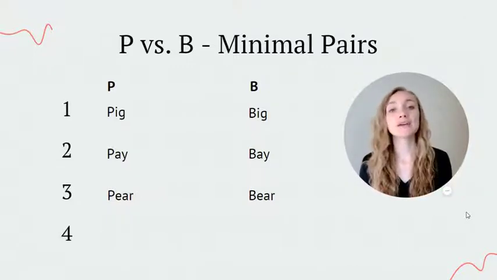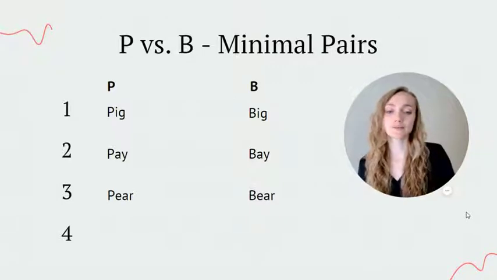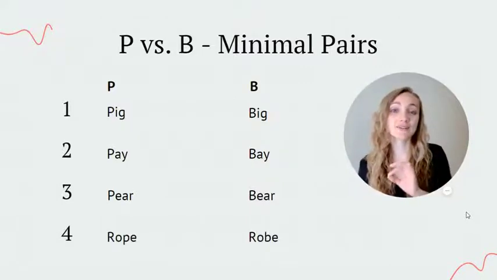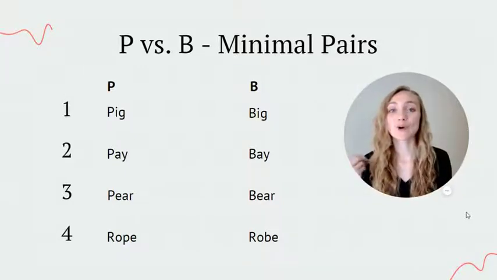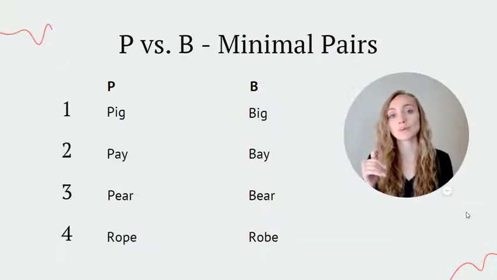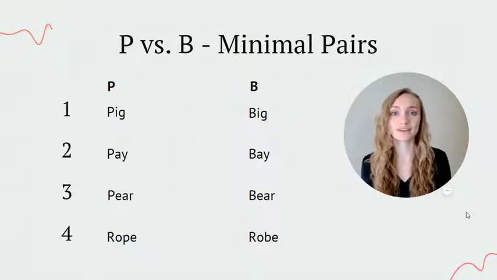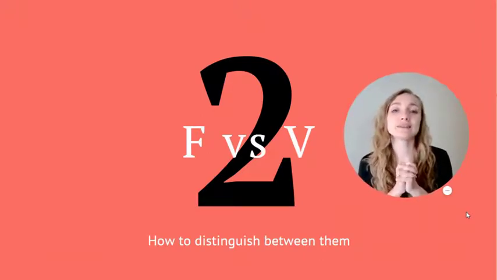Next, pear, bear. Pear, bear. And we can also practice them at the end of words, okay? So in this one, rope, robe. Rope, robe. So with rope, if you feel like you're making it a B, whisper the word rope. Rope, robe. All right, and that way we can start to practice with that P sound. All right, so that was the P versus the B.